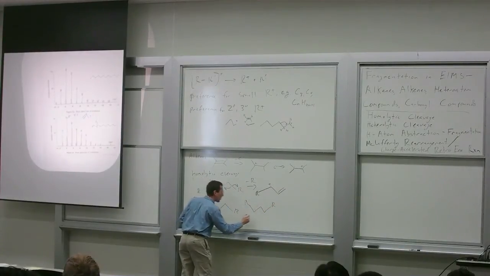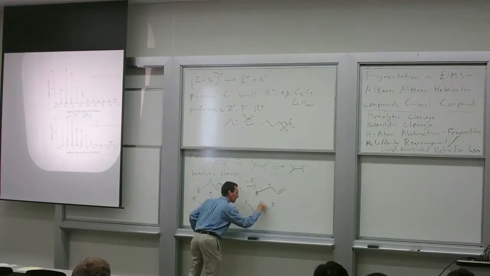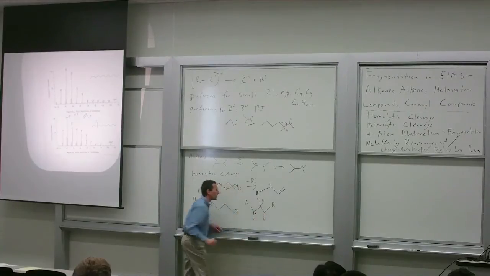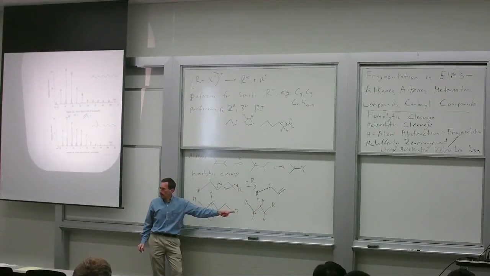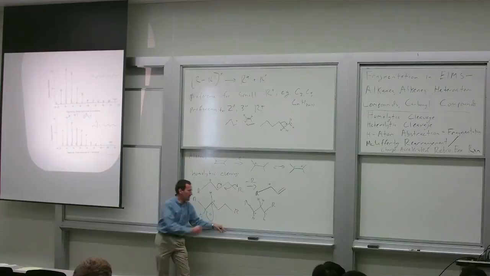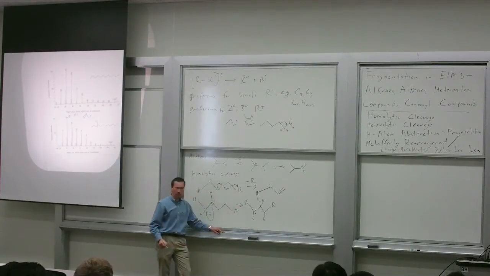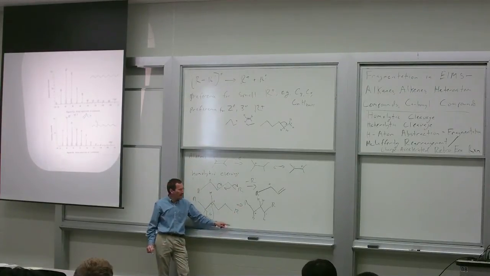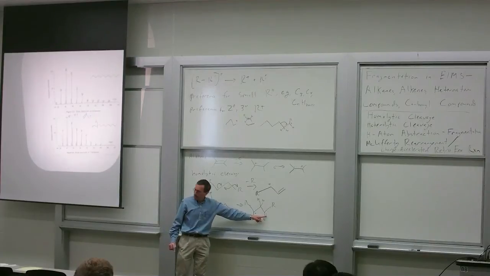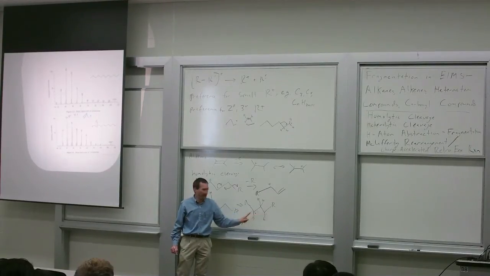All right, and it helps to keep track of your hydrogens. So, in other words, I can write this structure here as the product of a 1-2 hydride shift. And now you'd say, well, wait a second, we have a radical here. But no, you don't have a radical here. You have half a cation here, half a cation here.